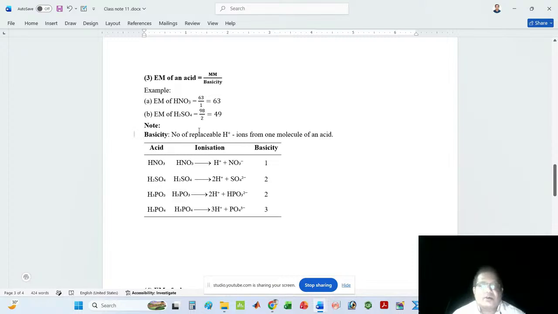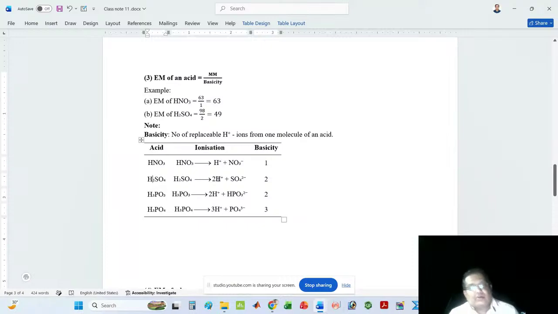Basicity means the number of replaceable H plus ions from one molecule of an acid. The number of H plus ions decides the basicity of the acids. Look at that. When HNO3 undergoes ionization, one H plus and one NO3 minus ion are found. Here the number of H plus ions is 1. So the basicity of HNO3 is 1. But if you think about H2SO4, here when H2SO4 undergoes dissociation, it gives 2 H plus.